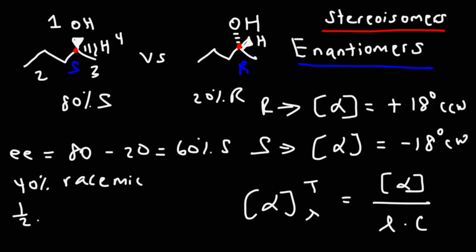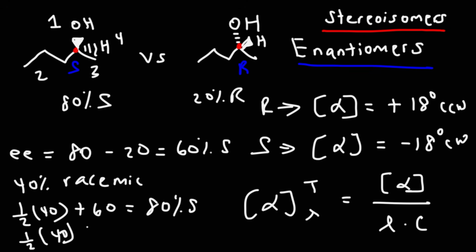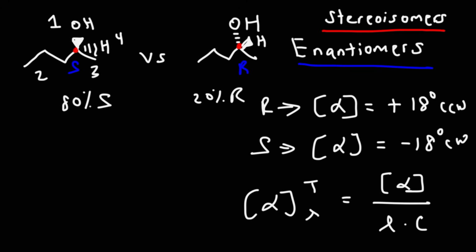So what this means is that if you take 1/2 times 40 plus 60, you're going to get the amount of S that's in the solution. This 40% is a racemic mixture of both R and S. If you want to calculate the amount that's just R, it's just 1/2 of 40. And there's none in excess of R, so this will be just 20% R. But if you look at that video in the description section, it's going to have practice problems that will show you how to calculate enantiomeric excess and things like that.